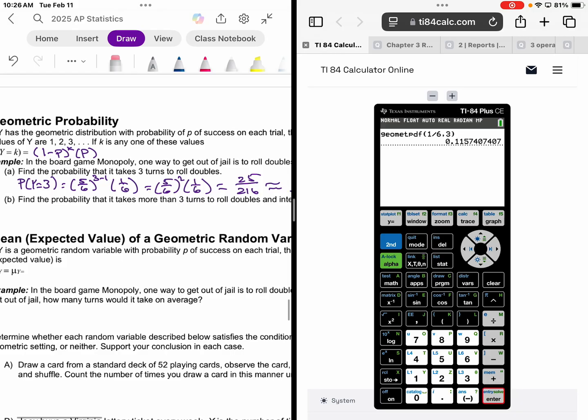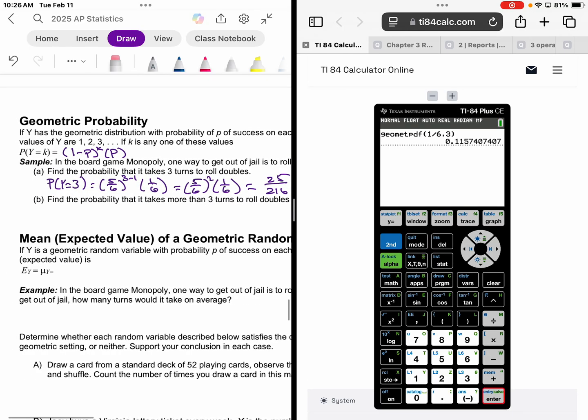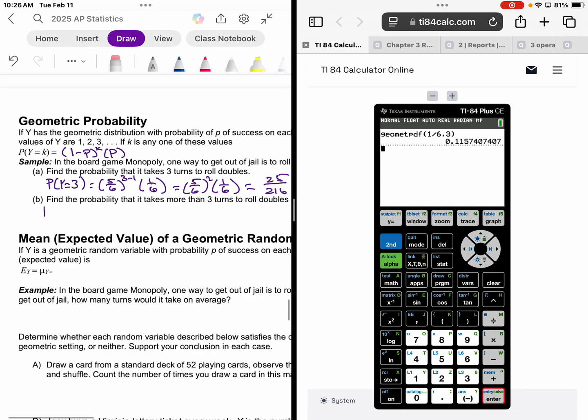Find the probability that it takes more than 3 and interpret this. So they want us to write a sentence about this one. So again, this one, probability that y is greater than, more than 3. More than 3 is technically greater than 3, so it's not even an equal to. More than 3 means 3 is not included in the answer we want. So this is where we would do anything with greater than, we got to do the 1 minus. So 1 minus the probability that y is less than or equal to 3.